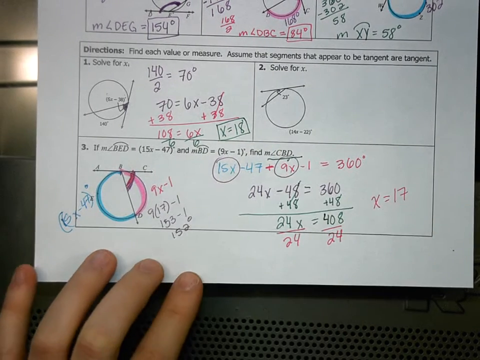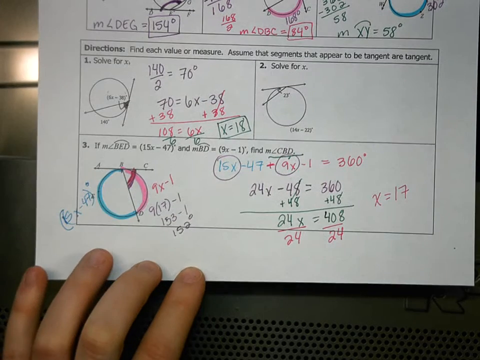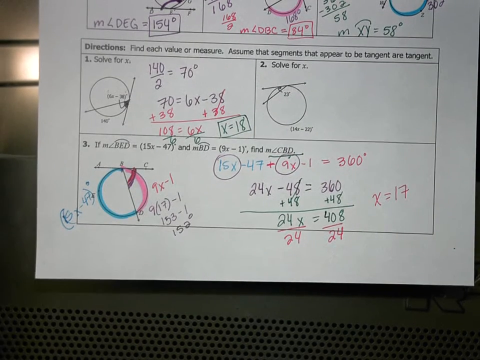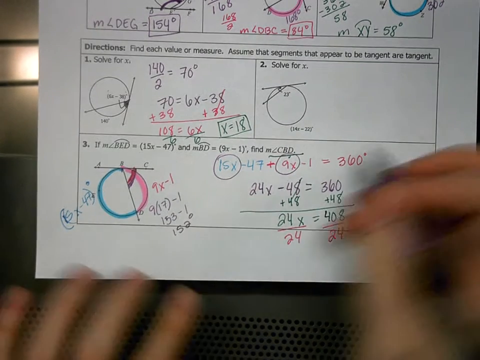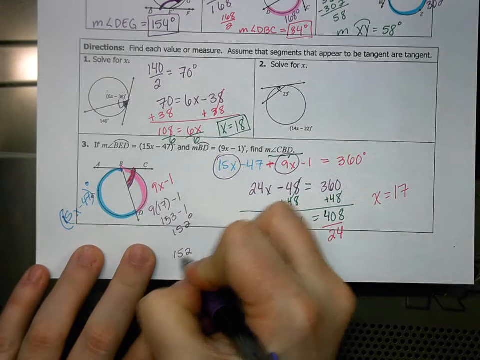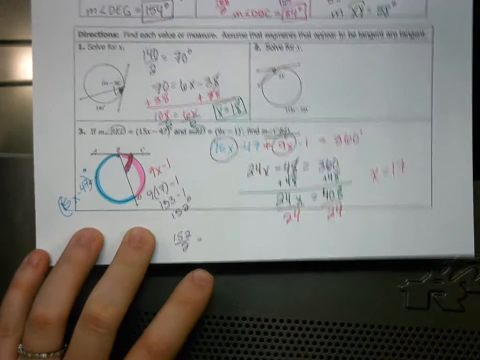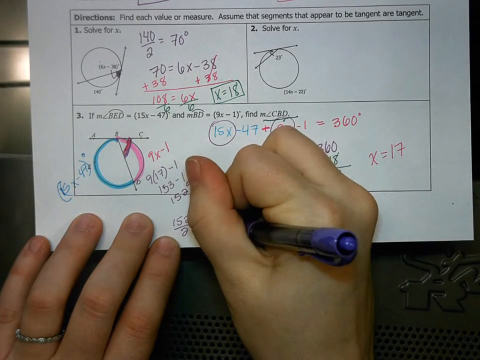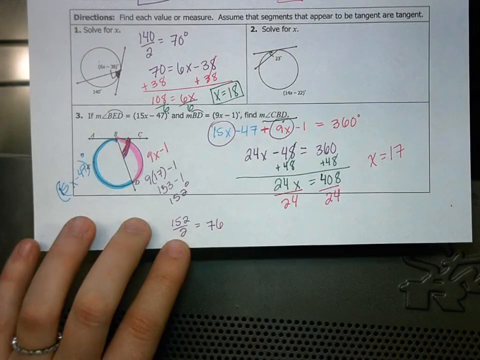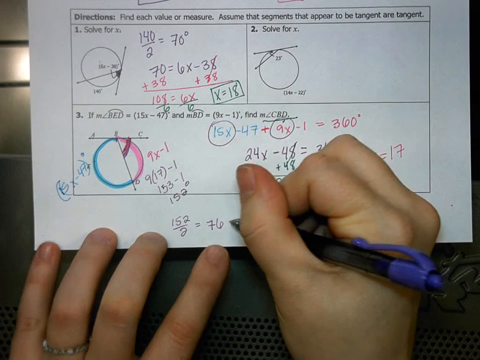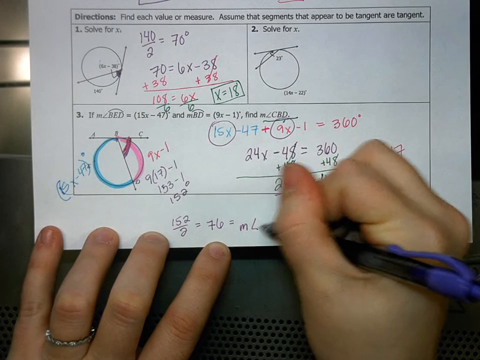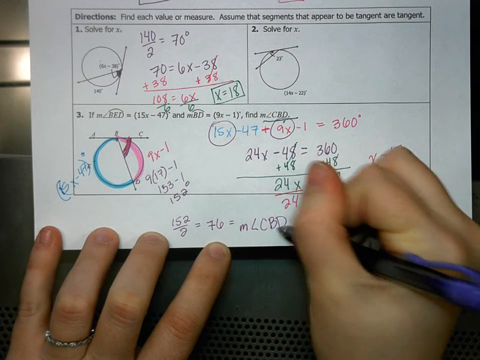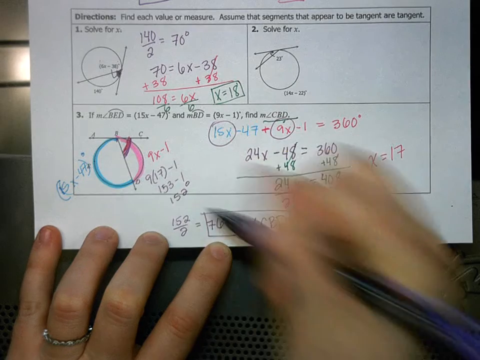Is that my answer? No. What do I do with the arc to get the angle? Divide by 2. 152 divided by 2 is? Awesome. 76 is the answer to the measure of angle CBD. 76 degrees.